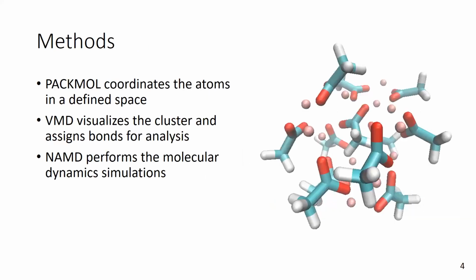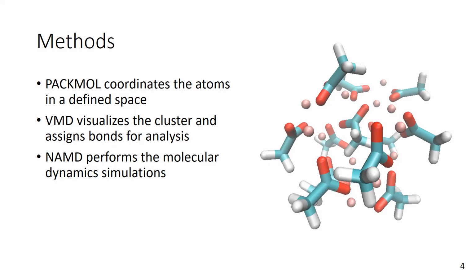So the methods were a bunch of computer programs, including PACKMOL, VMD, and NAMD. After determining the cluster size, which would be 13 lithiums and 12 acetates, it's put into PACKMOL to pack the atoms in a defined space, giving each atom a coordinate. And then it's ready to be put into VMD to visualize the cluster and assign the bonds, and get ready for the next analysis. Here's a structure from VMD of the parent cluster, 12 or plus.